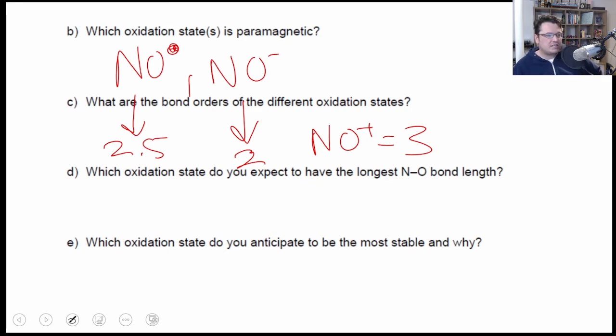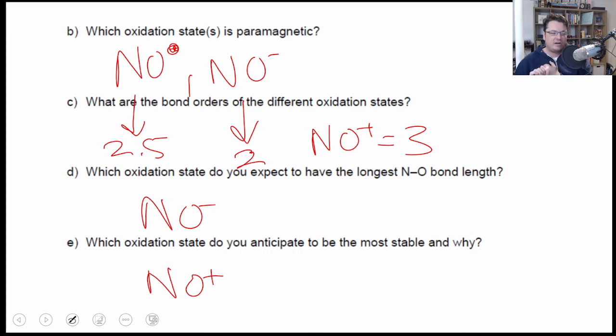The next question is, which oxidation state do you expect to have the longest NO bond length? We can just use the bond orders to tell us which one it's going to be. The one that has the lowest bond order is going to have the longest NO bond length, and so that's going to be NO minus. The next question is, which oxidation state do you anticipate to be the most stable and why? The most stable one we would expect would be NO plus. That has to do with the fact that you don't have any unpaired electrons.